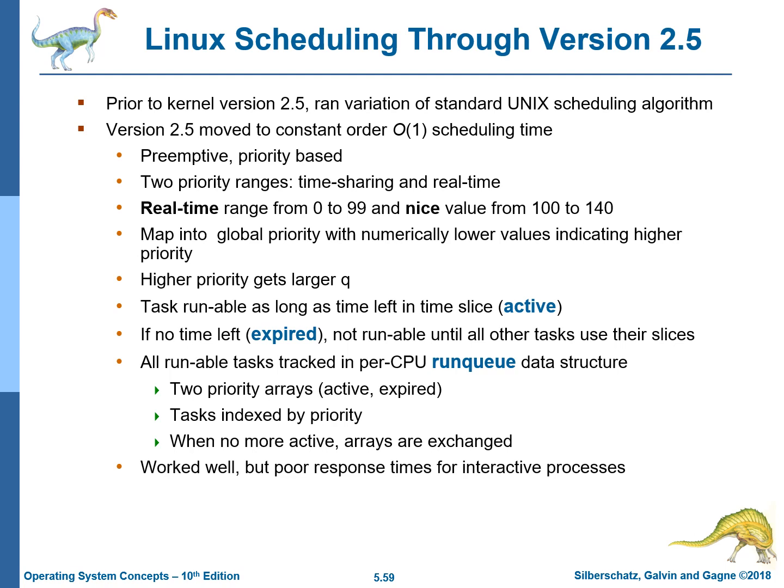Higher priority gets a larger time quantum. A task is runnable as long as there is time left in its time slice, which makes it active. If no time is left, it has expired and is not runnable until all other tasks use their slices. All runnable tasks are tracked in a per-CPU run queue data structure. There are two priority arrays, active and expired. Tasks are indexed by priority, and when no more active tasks remain, the arrays are exchanged. It worked well, but gave poor response times for interactive processes.